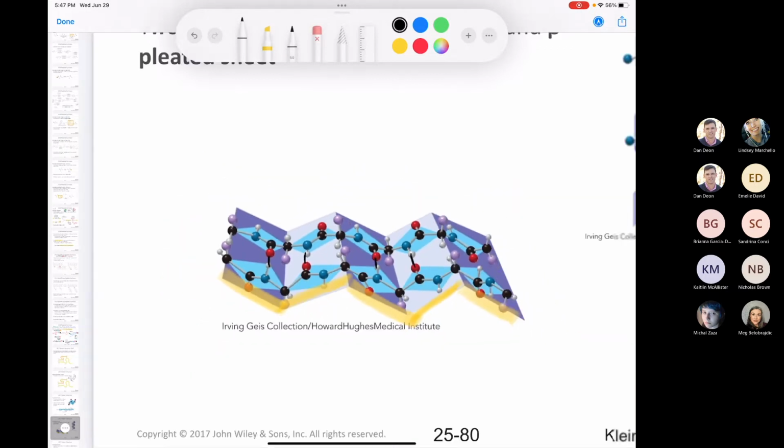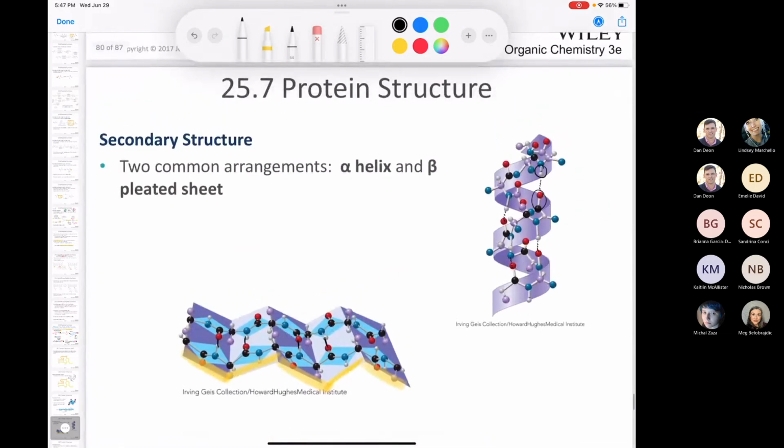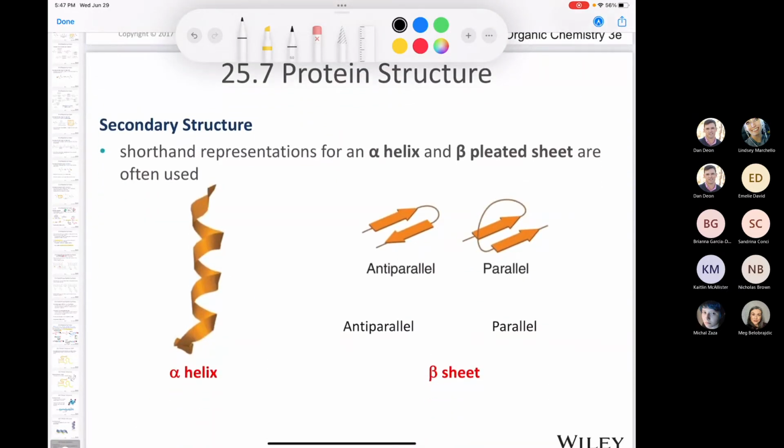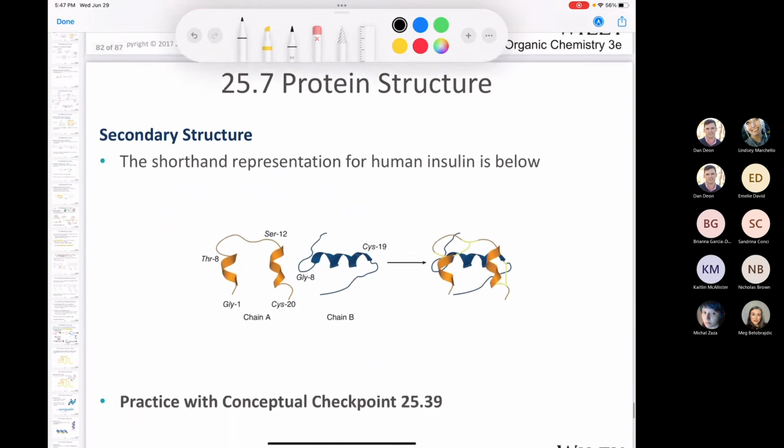We have all these hydrogen bonds. So primary structure is just the peptide bonds. Secondary structure, there's two types, the alpha helix and the beta pleated sheet. They're held together with hydrogen bonds. Here's some more information about the beta pleated sheet. I'll just leave that there.